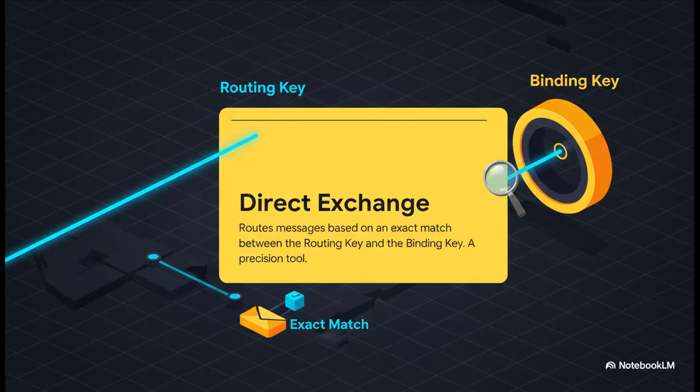First on the list is the direct exchange. This one is the simplest. It's the most precise tool you have. It follows one very simple rule. It will only send a message to a queue if that message's routing key is an exact character-for-character match for the queue's binding key. No wildcards, no funny business. If you need perfect point-to-point delivery, this is your tool.